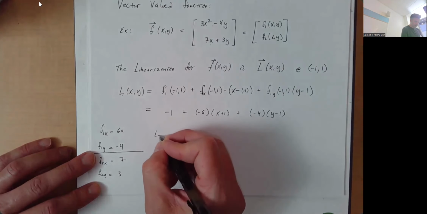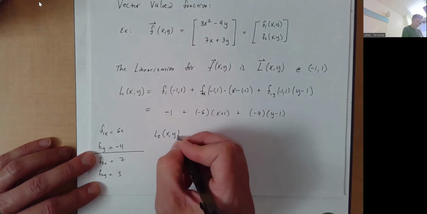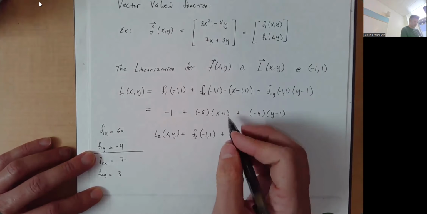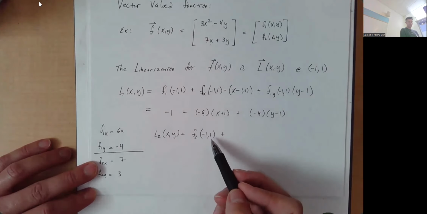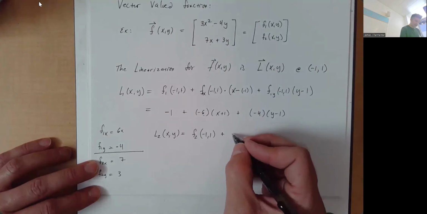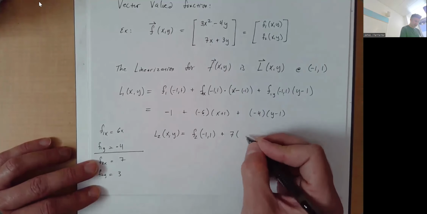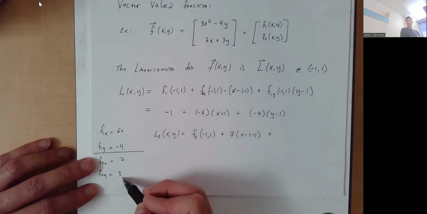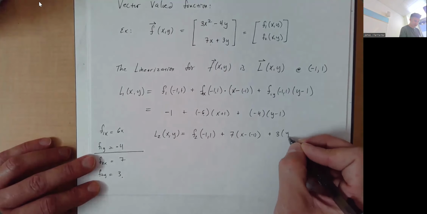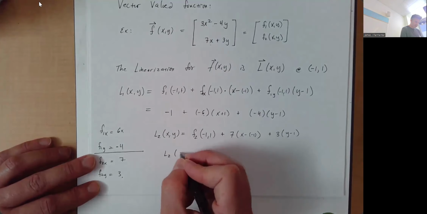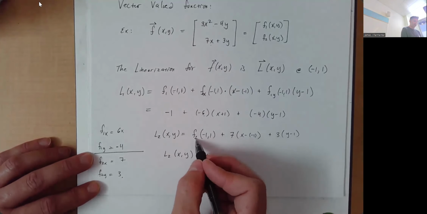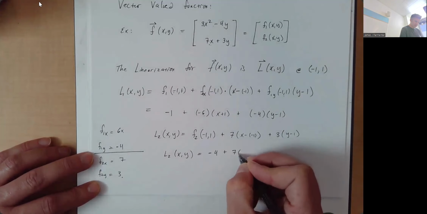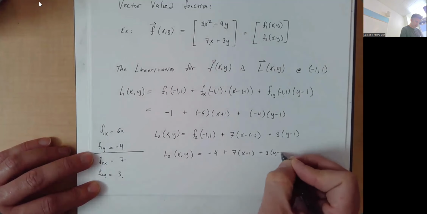So when I find the linearization of the second piece of this vector valued function, it's going to be f2 of -1, 1 plus the partial with respect to x at -1, 1. There isn't anything to plug in, so I'm just going to get 7 times x minus minus 1. And the partial with respect to y is equal to 3, no matter what I plug in, so I'm just going to get 3 times y minus 1. The f2 of -1, 1 is -7 plus 3, which is -4. So it's -4 plus 7 times x plus 1 plus 3 times y minus 1.